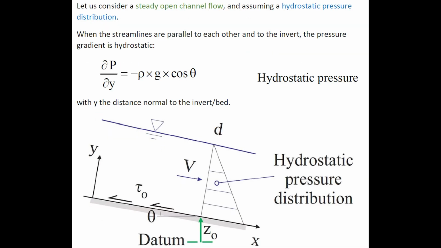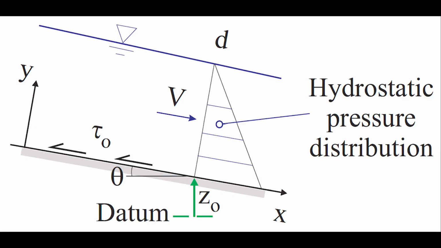Let us now consider a steady open channel flow, assuming a hydrostatic pressure distribution. When the streamlines are parallel to each other and to the invert, the pressure gradient is hydrostatic, with here the distance y being measured normal to the invert, using the sketch as a reference.